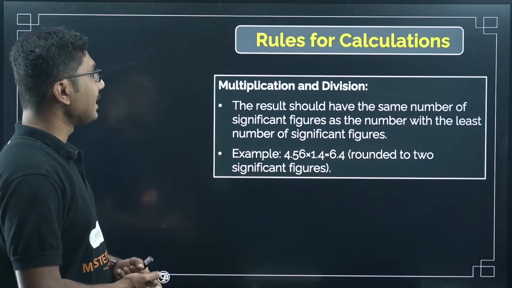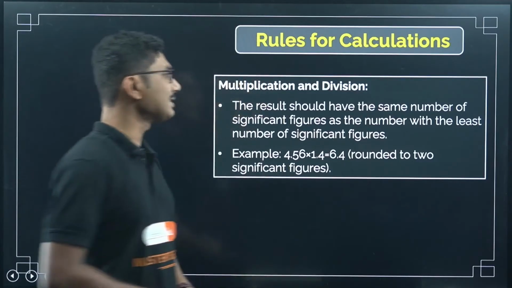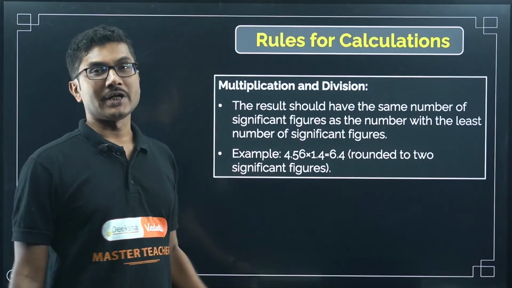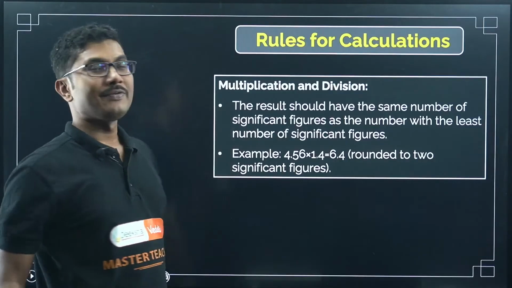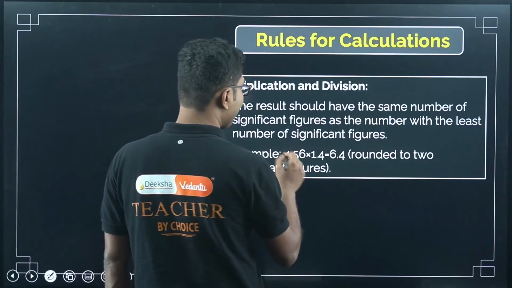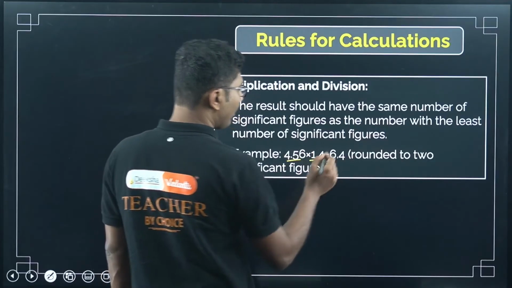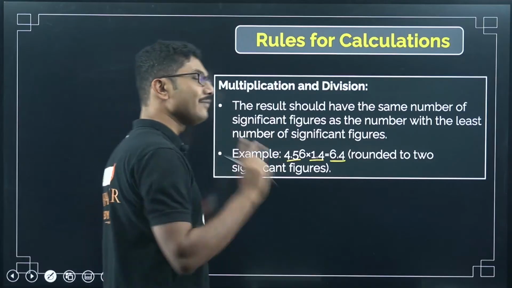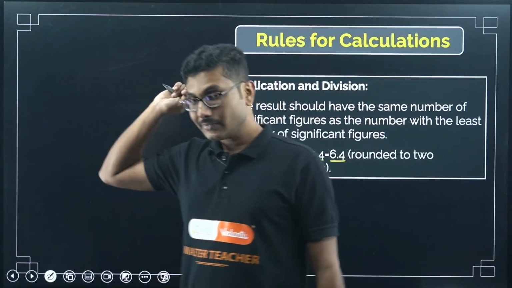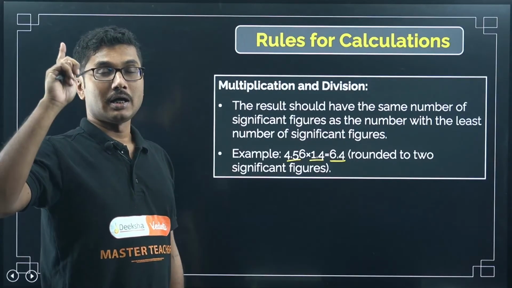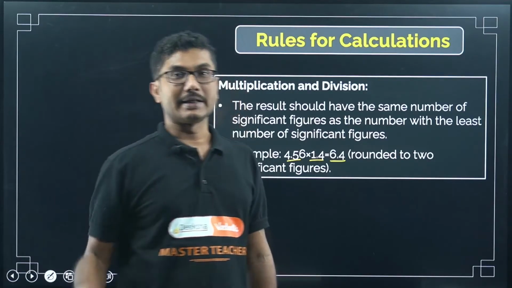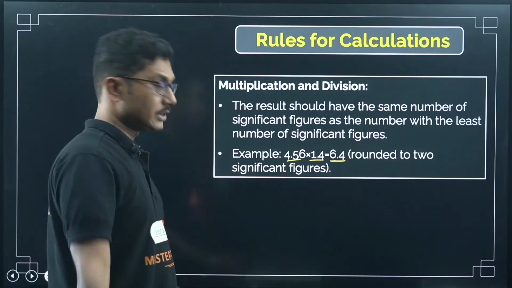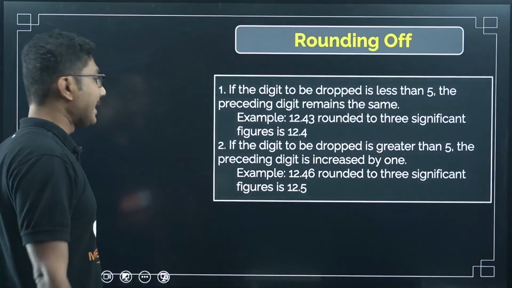Multiplication and division: the result should have the same number of significant figures as the number with the fewest significant figures. So when you are doing multiplication or division, significant figures are important, not the decimal places. For example, 4.56 has 3 significant figures and 1.4 has 2 significant figures, so your final answer will have only 2 significant figures. In this case significant figures are important, whereas in addition and subtraction, how many digits are there after the decimal was important. But in multiplication and division, significant figures are important. So you have to be careful what process you are following. Now next is rounding off.